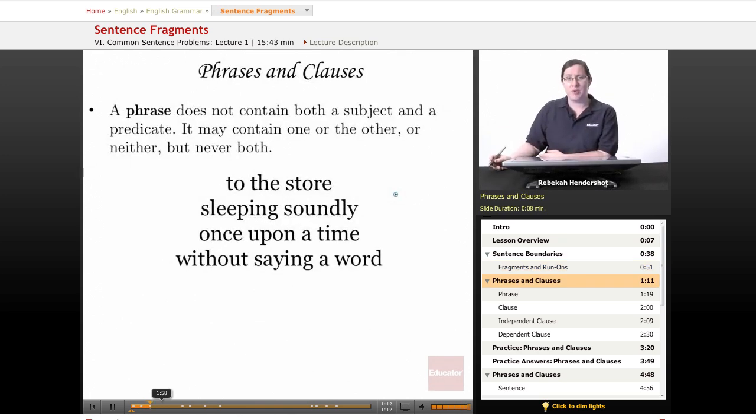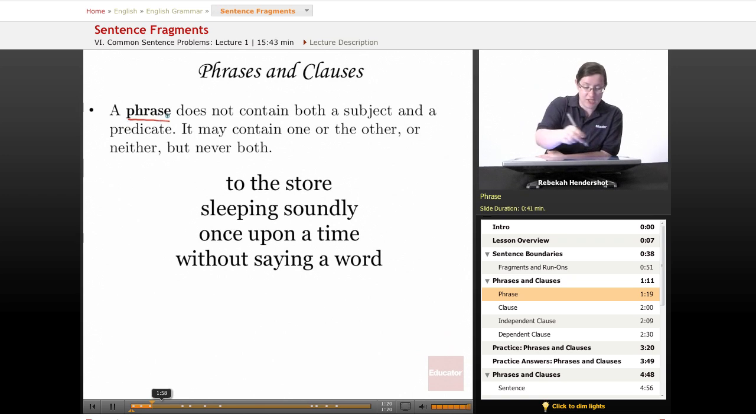Alright, we're going to talk about the difference between a phrase and a clause because they make two different kinds of fragments and you fix them in different ways. A phrase does not contain both a subject and a predicate. Now you remember from our lesson on sentence structure that the subject is whatever is performing the action and the predicate is the action they're performing. A phrase is missing one of those, possibly even both. It may contain one or the other, or it may contain neither of them, but it never ever has both.